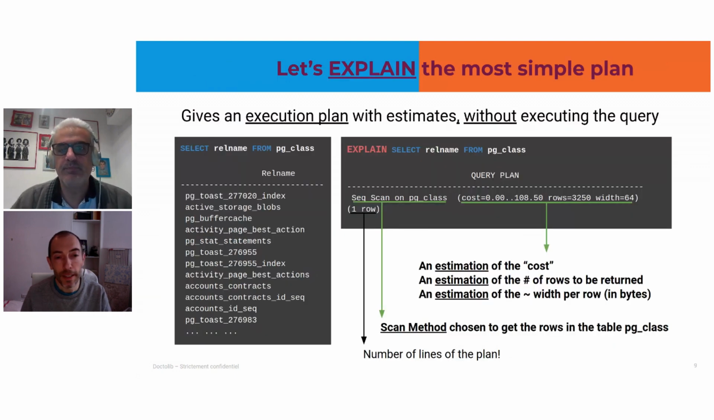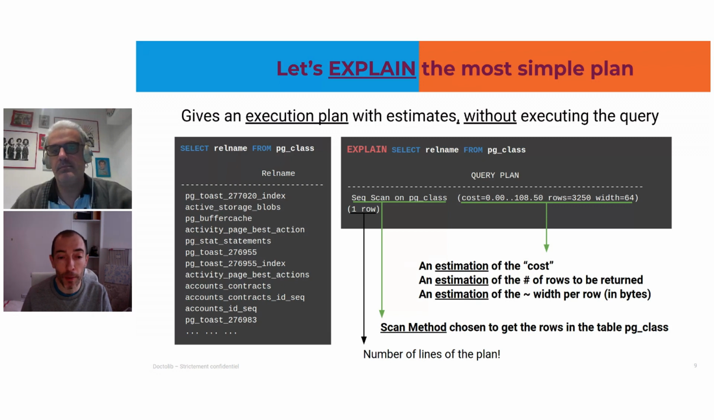Okay, so let's explain the simplest plan. In this example, you can see on the left, we do a select on one column in the table called pg_class. In order to see what's going on, we just put the word explain before the query, and we get that result. The first thing you see in the result is the scan method, the access method, actually. That's how it is called. So the access method chosen to get the rows in that table.